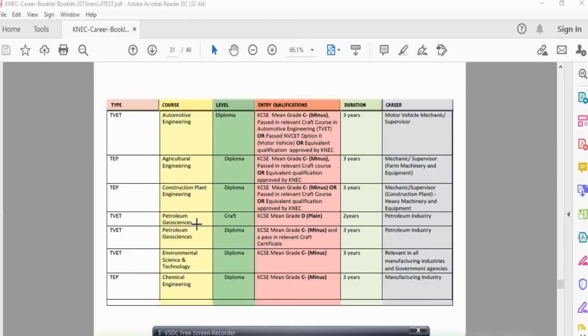There are also science courses for the petroleum industry. That is petroleum geoscience, diploma and certificate level. There's also environmental science technology, and there's also chemical engineering. The entry grade for the diploma is C- for all the courses, but for the certificate course in petroleum geoscience it is D-. The duration is similar to other courses, and you can check the job market where you fit.